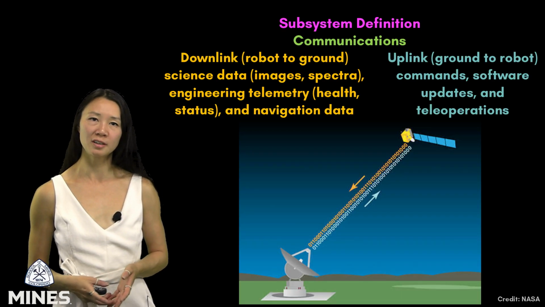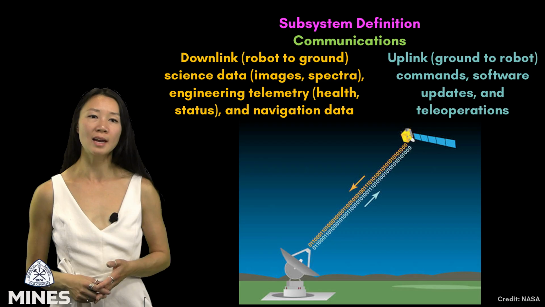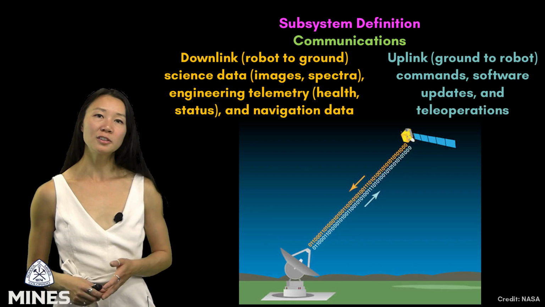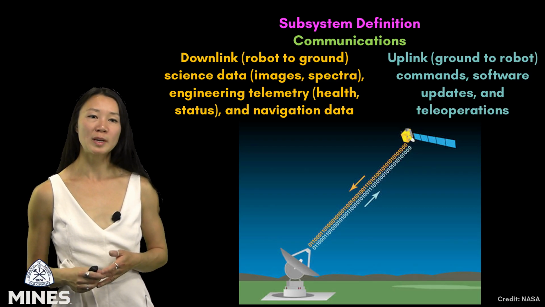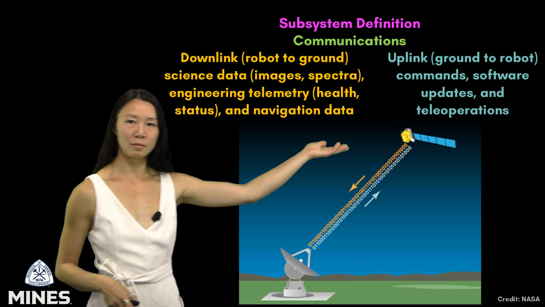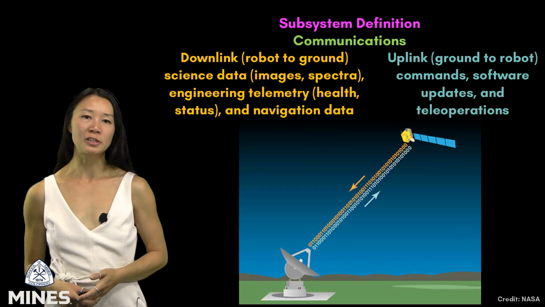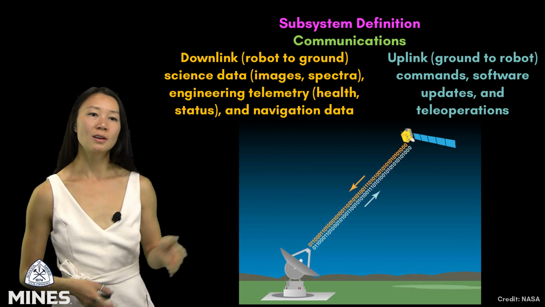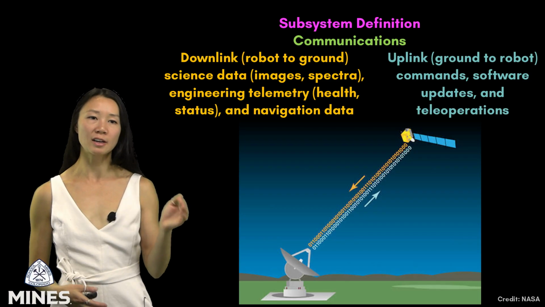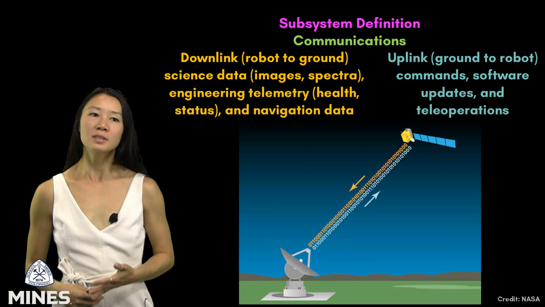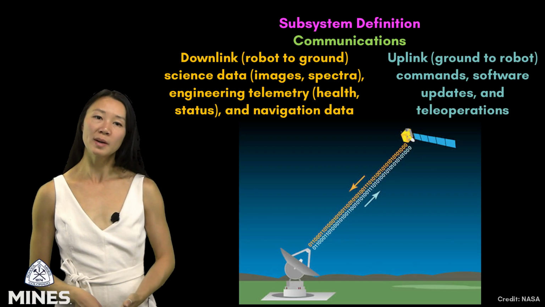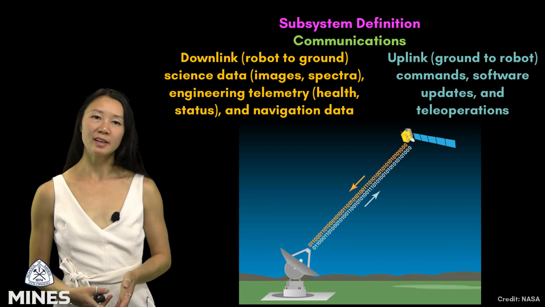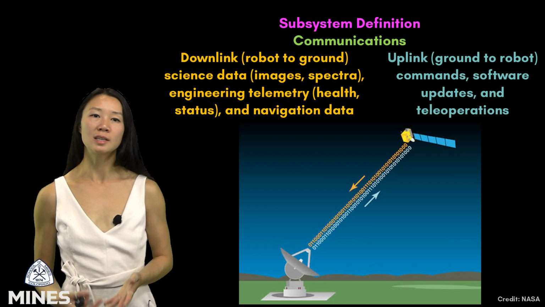It also includes engineering telemetry, which is the robot's health and status report, things like battery levels, temperatures, and system diagnostics. The other direction is uplink, sending information from the ground control station to the robot. This is how we operate the mission. The most common uplink data is commands, which can be as simple as turn right or as complex as a full sequence of actions for the robotic arm. We also use the uplink to send software updates to fix bugs or add new capabilities, and in some cases for direct teleoperation. As you can see, for some missions, both links are absolutely essential for success.